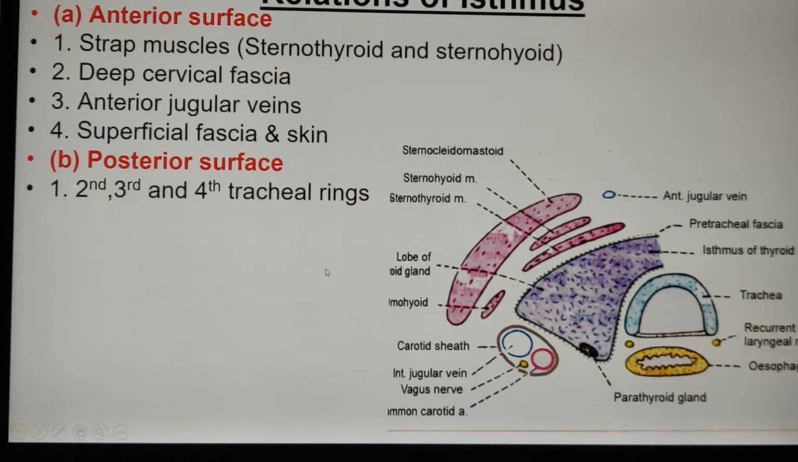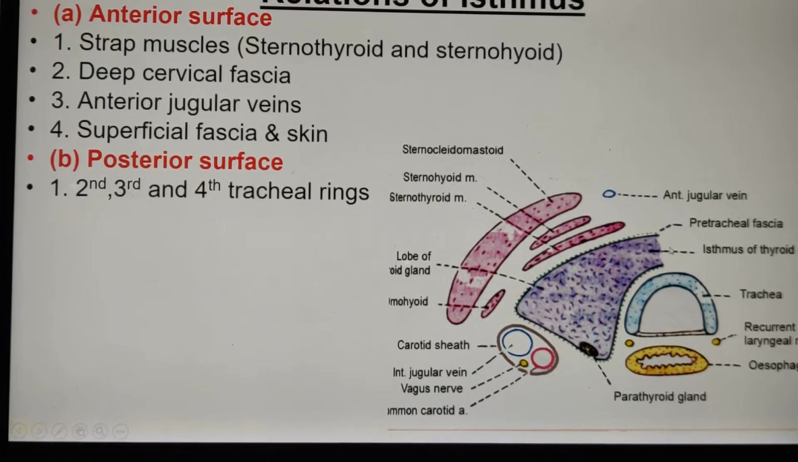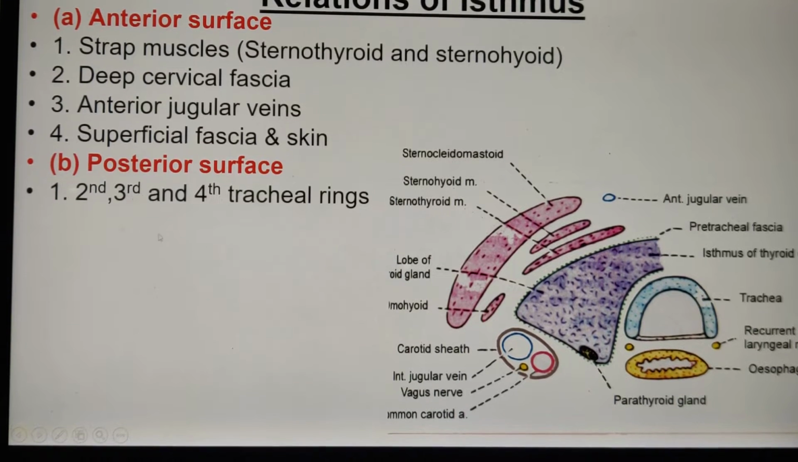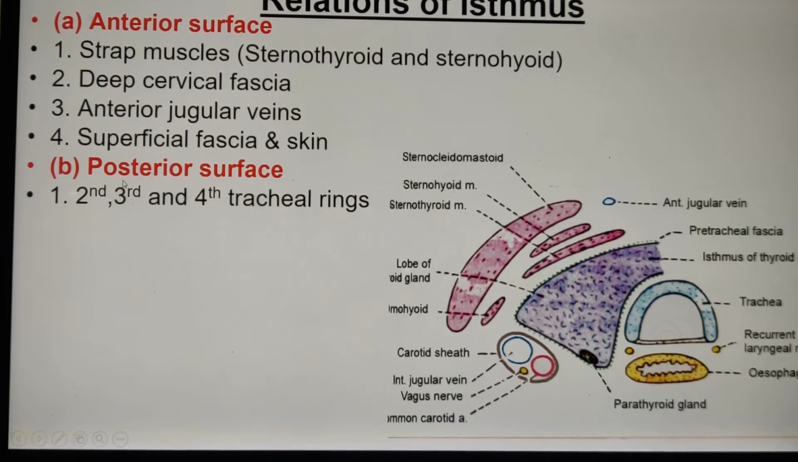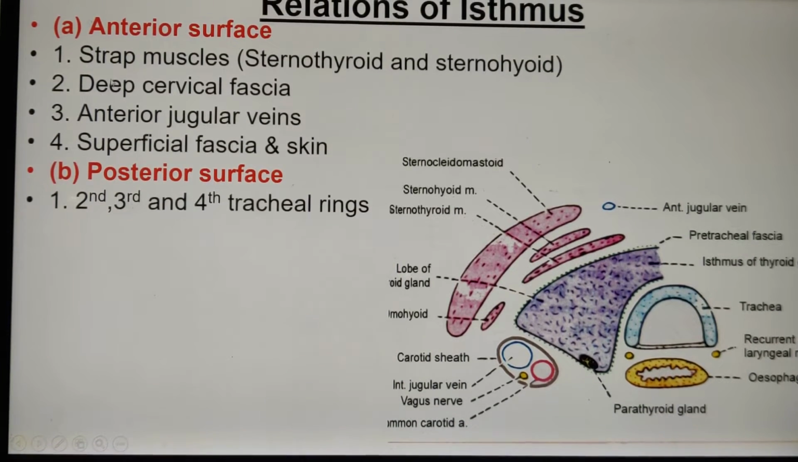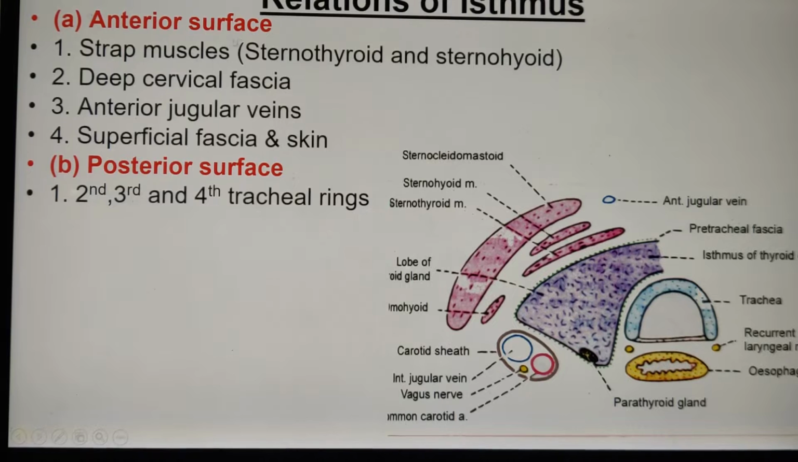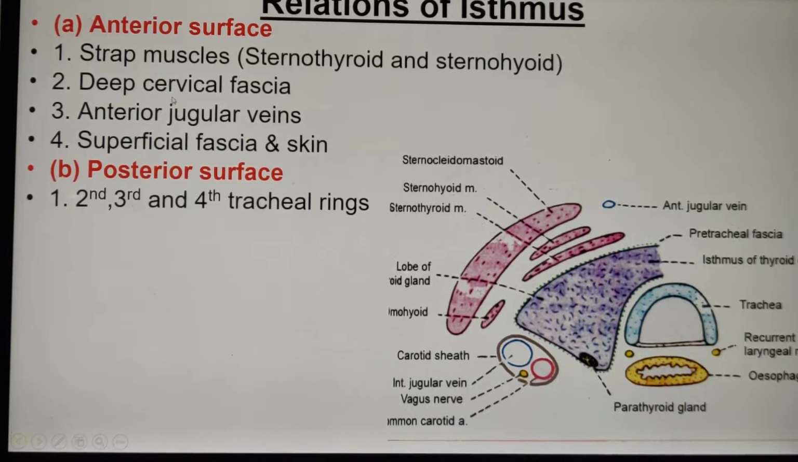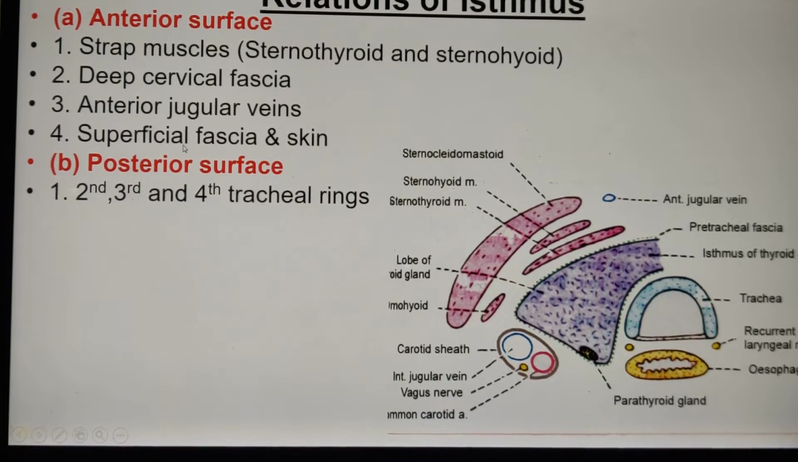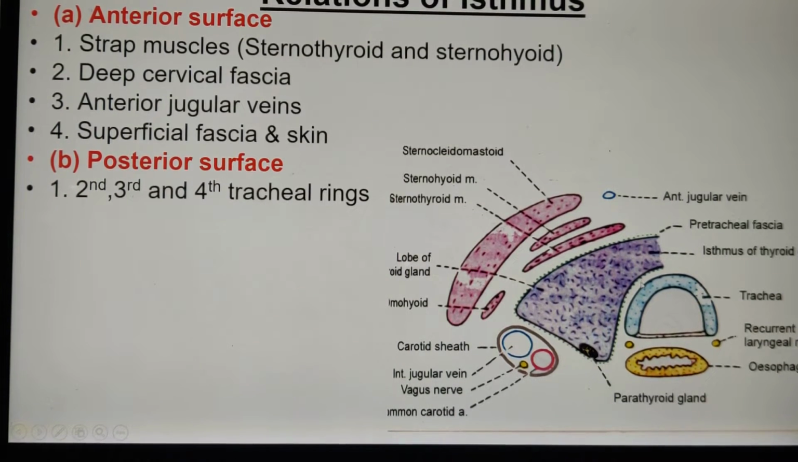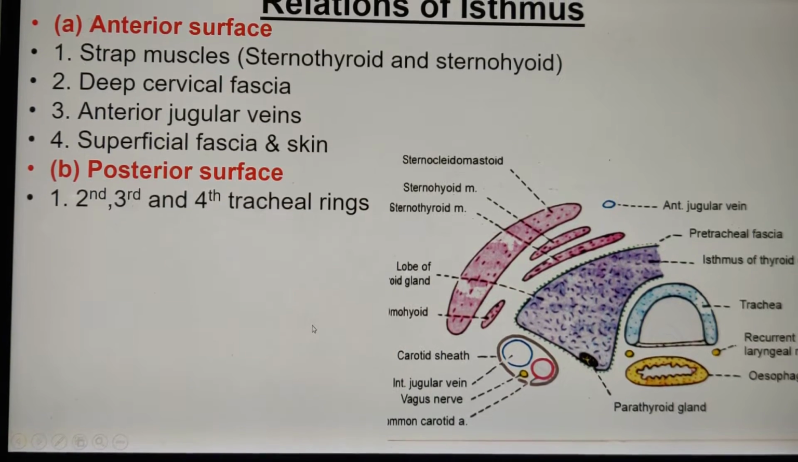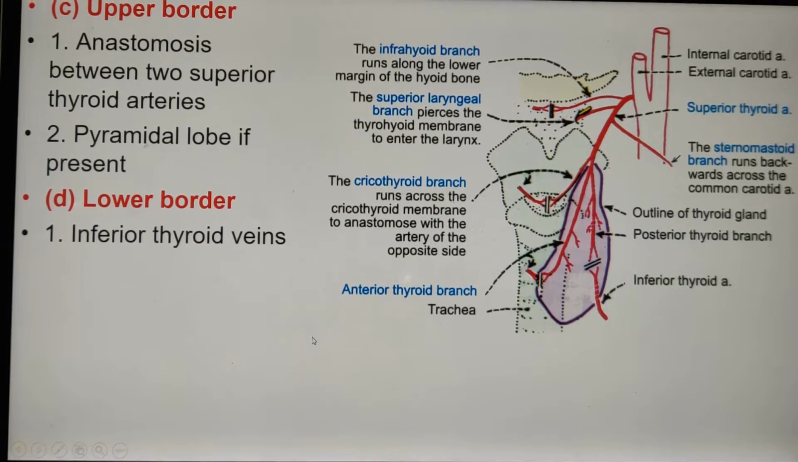Relations of the isthmus: it is the mid part connecting the right and left lobes, and it has two surfaces, anterior and posterior, and two borders, upper and lower. The anterior surface is covered by the strap muscles, the sternothyroid and sternohyoid, deep cervical fascia, anterior jugular veins, superficial fascia and skin. The posterior surface is related to the second, third, and fourth tracheal rings. So these are the relations.